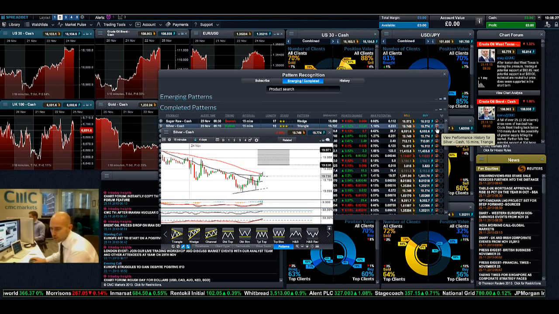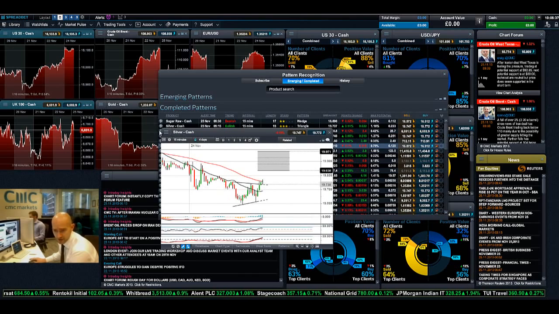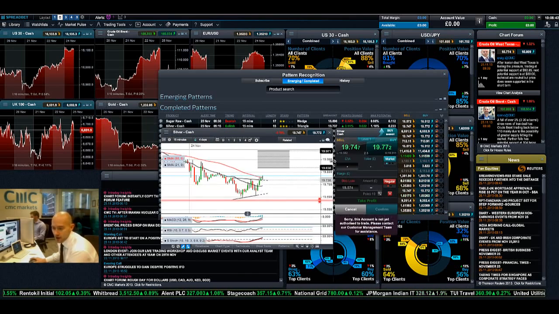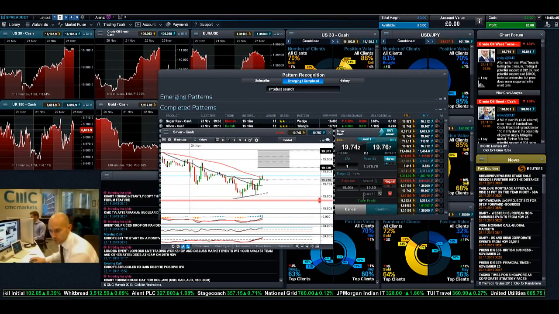This button is really important because it allows you to see a statistical analysis of up to the last 100 instances of this pattern. So on here right now for silver, I could go ahead and attach an order ticket to there. I'm just going to go ahead and do that right now. And this might be something that I might want to take advantage of. So I'm just going to go ahead and hit 1.